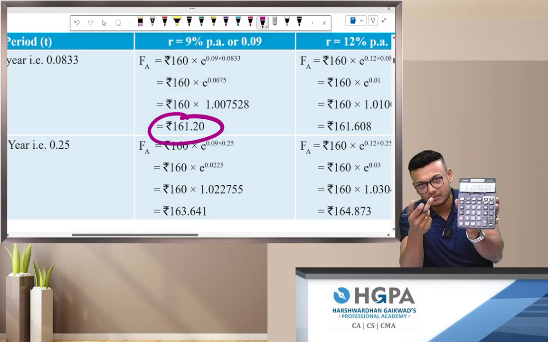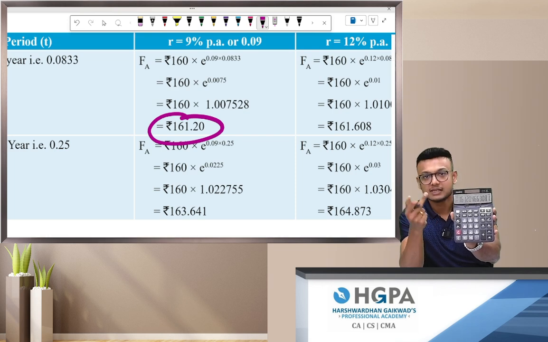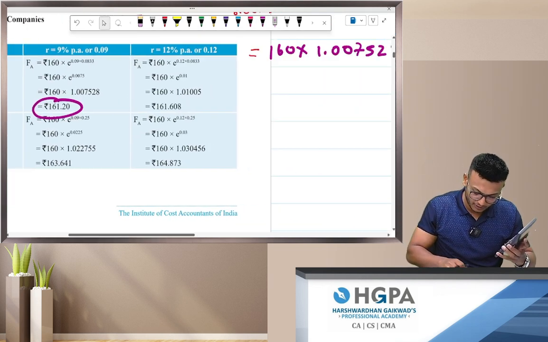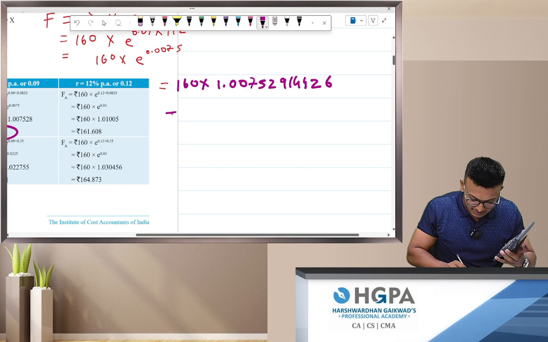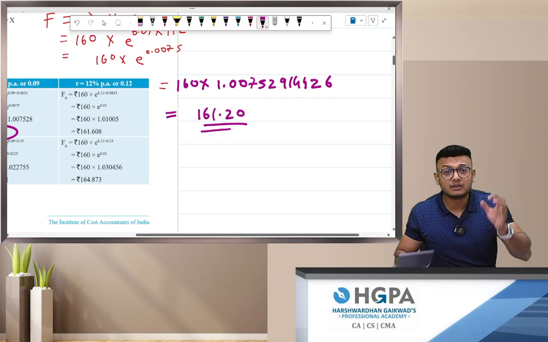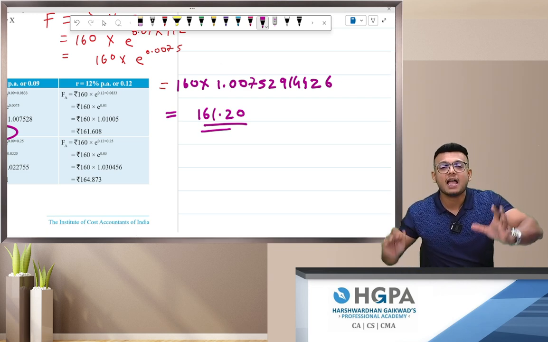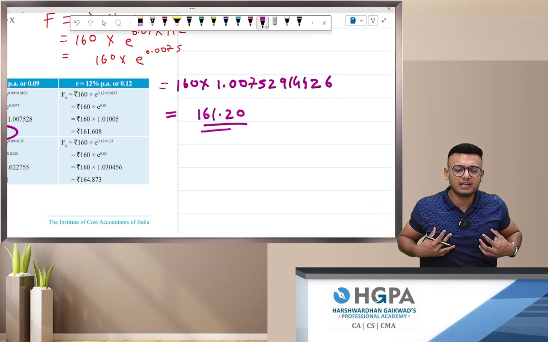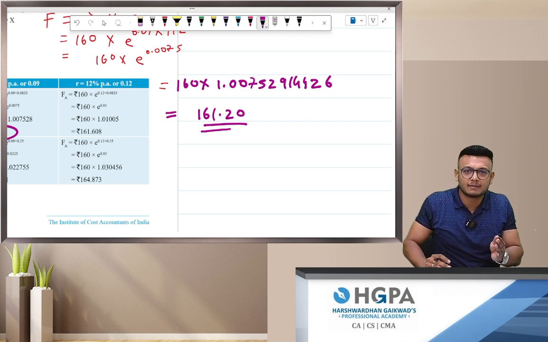I hope this is what you see on your calculator. Is it showing? Yes, 161.20. Everybody okay with this? Done. This is called your theoretical market price. After analysis, what I feel, I think this has to be the price.